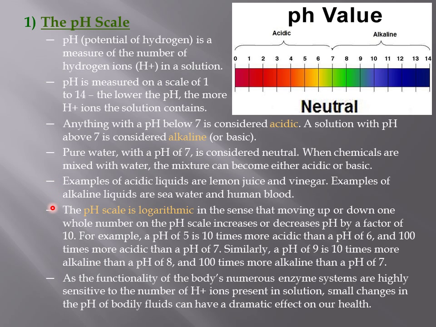The pH scale is logarithmic in the sense that when you move up or down one whole number on the pH scale, the number of hydrogen ions, or the acidity or alkalinity of the solution, increases or decreases by a factor of 10. So for example, a pH of 5 is 10 times more acidic than a pH of 6 and 100 times more acidic than a pH of 7. And similarly, a pH of 9 is 10 times more alkaline than a pH of 8 and 100 times more alkaline than a pH of 7.